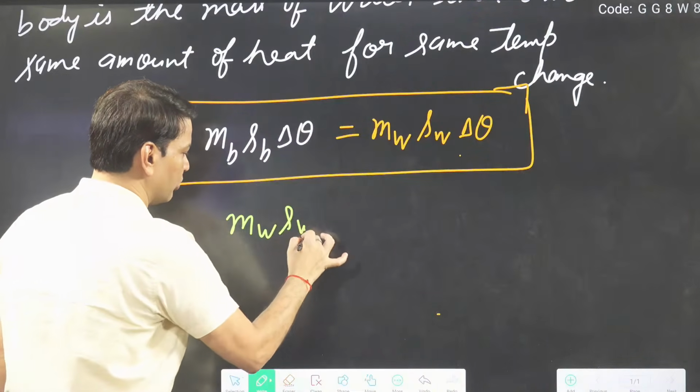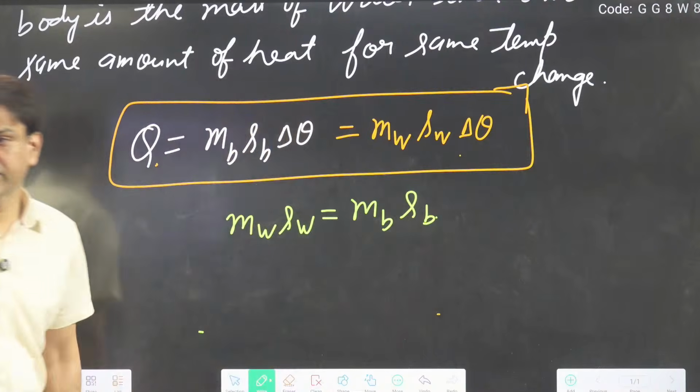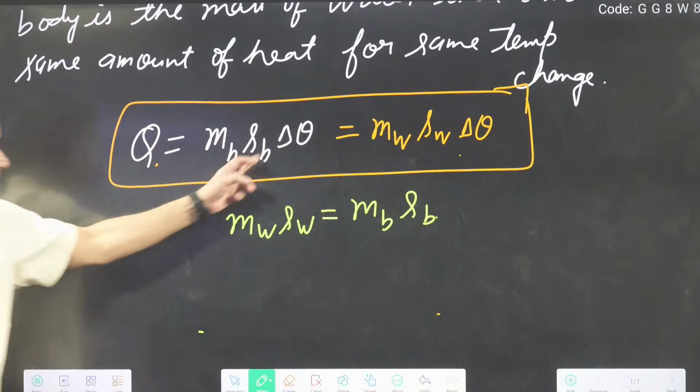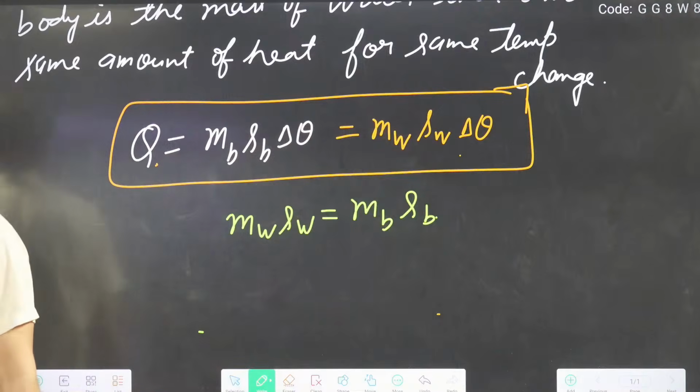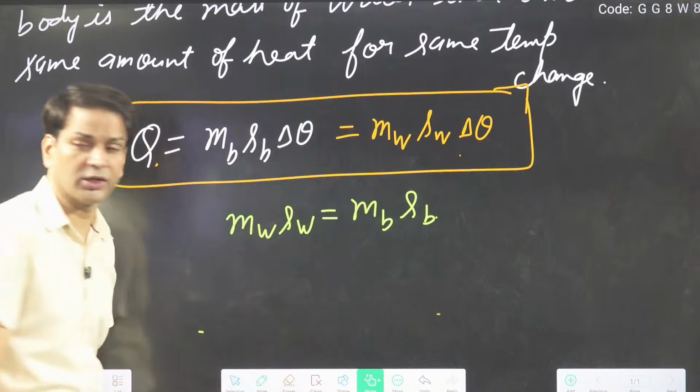MW SW is equal to MB SB. This everybody got. Why? Because if I'm using this and this, delta theta will get cancelled out. When delta theta gets cancelled out, then I will get MW SW is equal to MB SB. This everybody got.